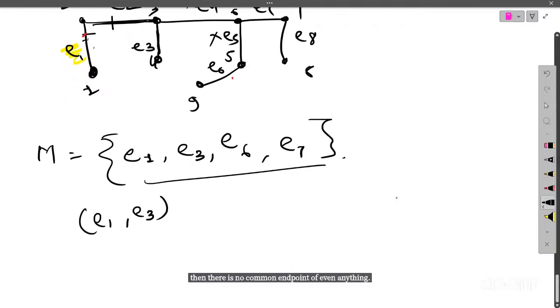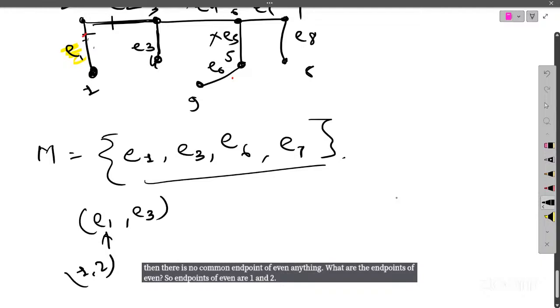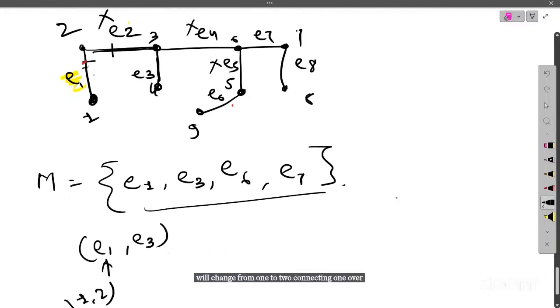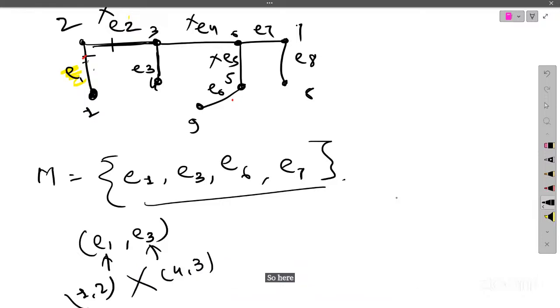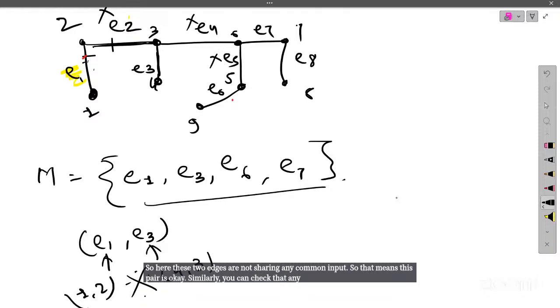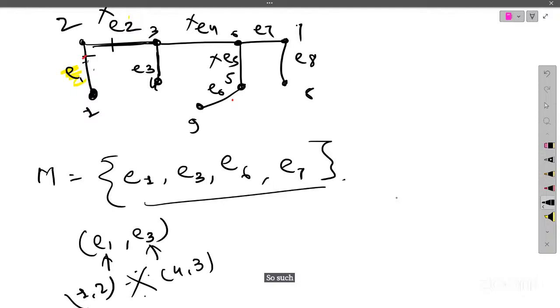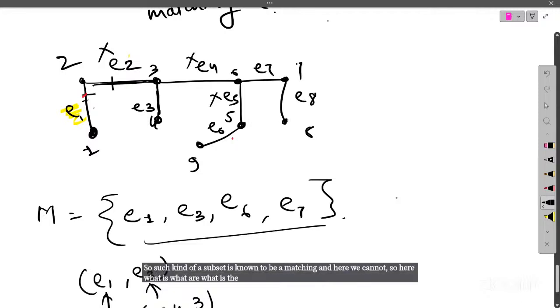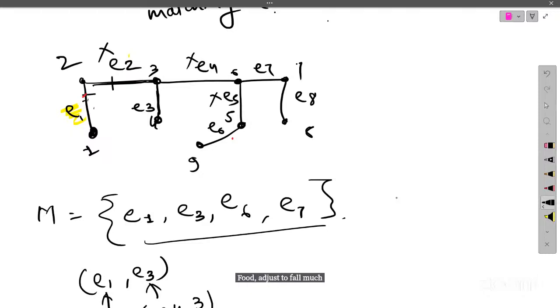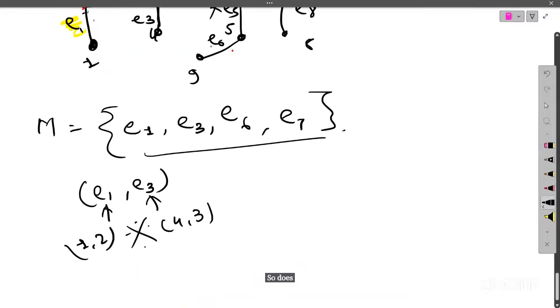What are the endpoints of E1? The endpoints of E1 are 1 and 2, because it's an edge connecting vertex number 1 to vertex number 2. And E3 is an edge connecting vertex number 4 and vertex number 3. So these 2 edges are not sharing any common endpoint, which means this pair is okay. Similarly, you can check that no pair shares a common endpoint. Such a subset is known as a matching. So what is the maximum number of edges we can consider here? The answer is 4. We can take 4 edges to form a matching, because we cannot take more than that because of the restriction here. Okay, so this is the matching.